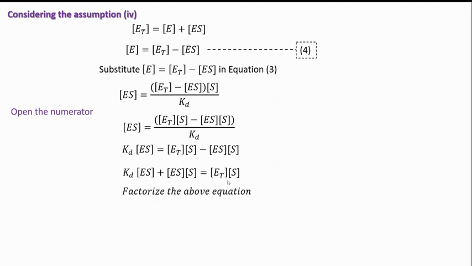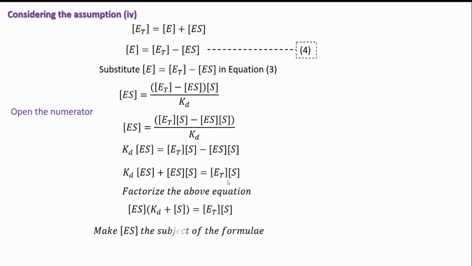Now you factorize the above, you will have that ES multiplied by KD plus substrate concentration is equal to E total multiplied by S. So making ES the subject of the formula at this point, we are left with this equation 5.